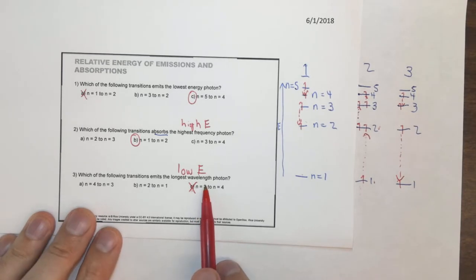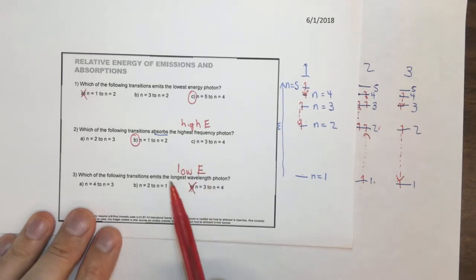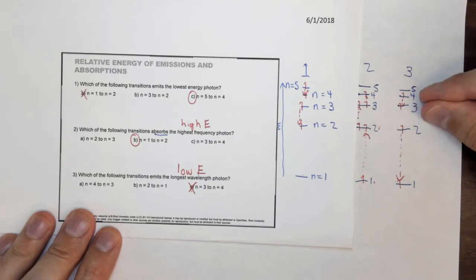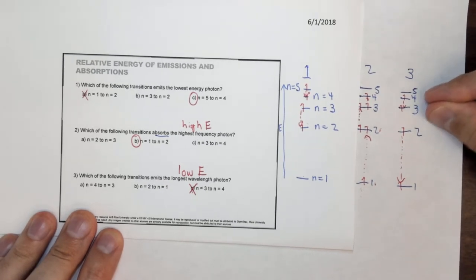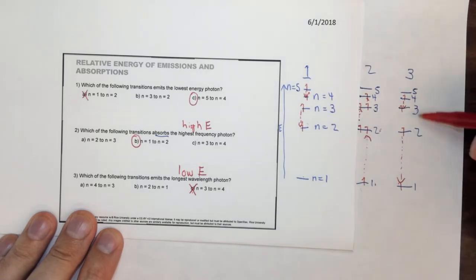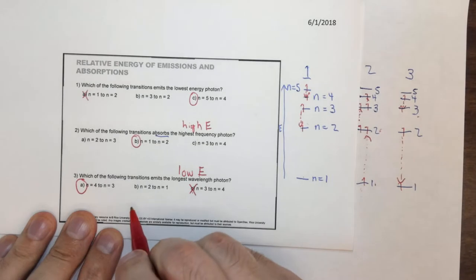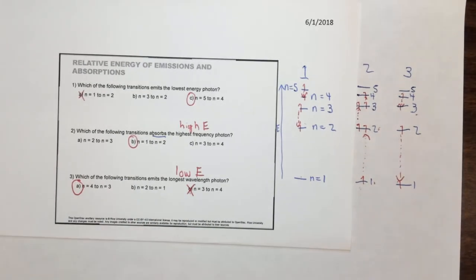So now here we want to look for the lowest energy one. Well, an emission from 2 to 1 is this much energy. From 3 to 4 is this smaller amount of energy. This is a lower energy transition. I think I said 3 to 4, but I meant 4 to 3. So 4 to 3 is the lowest energy emission of these choices.